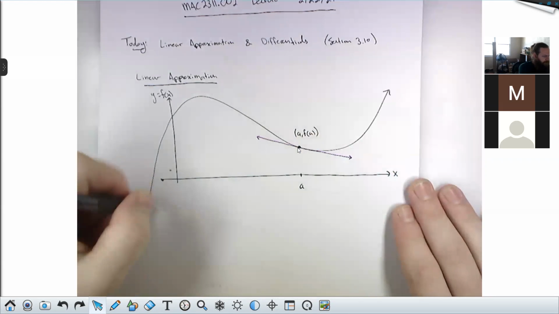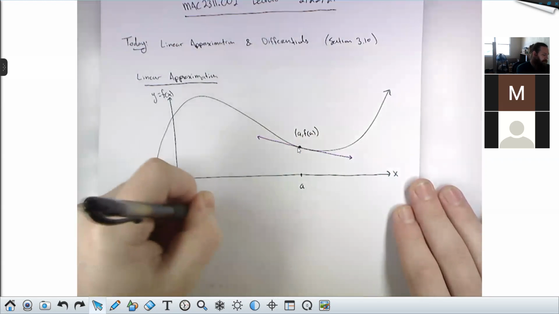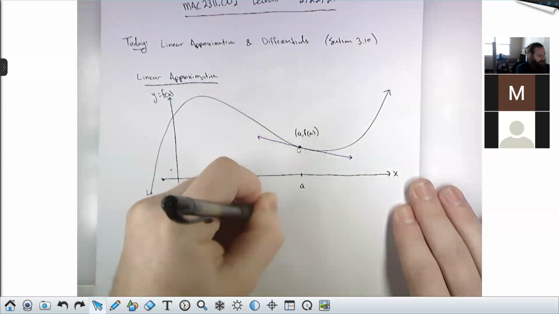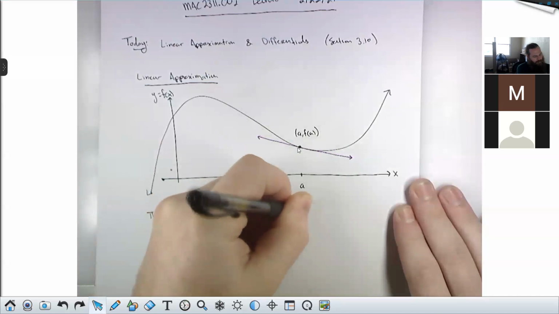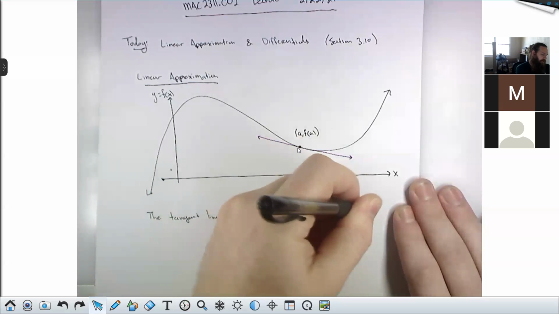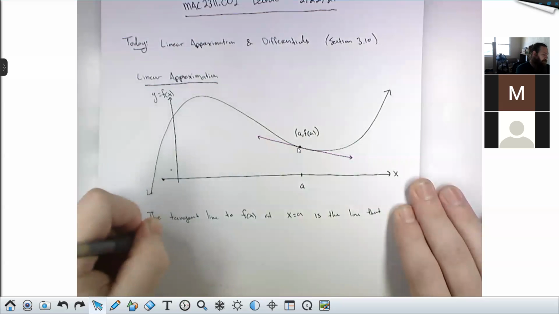Let's go ahead and write that down. The tangent line to f of x at x equals a is the line that best approximates.